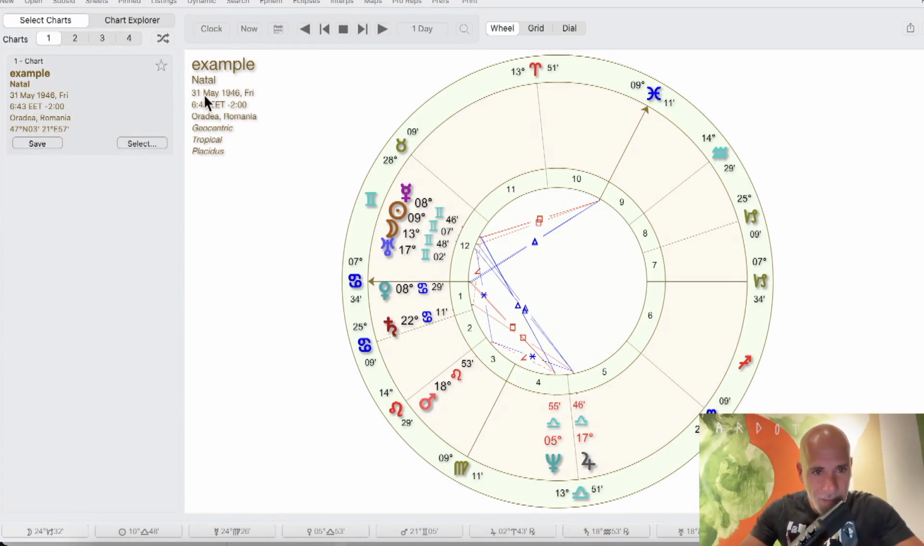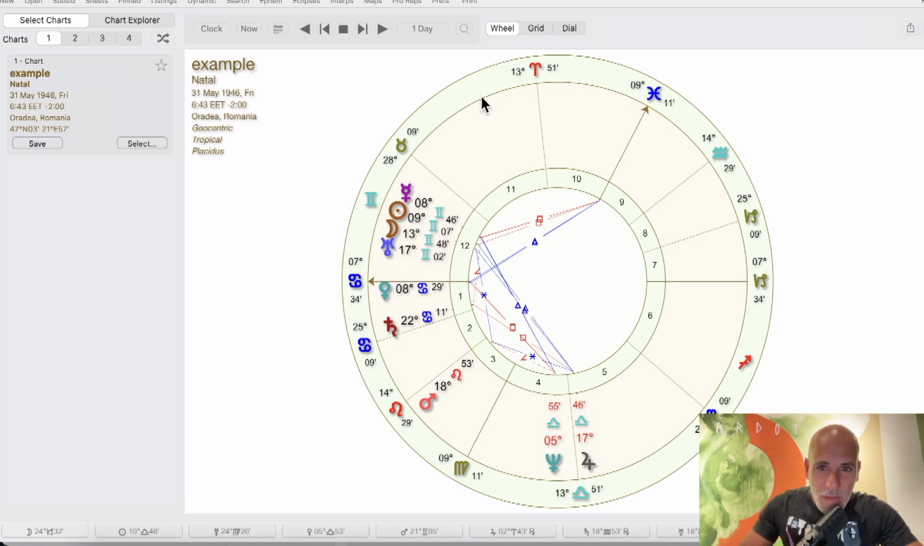So I'm going to show you this example, and bear with me on what is happening. The person was born very near the summer solstice, the longest day of the year, one month before it. It's still spring, it's Gemini time, in 1946 in Romania, in Oradea.